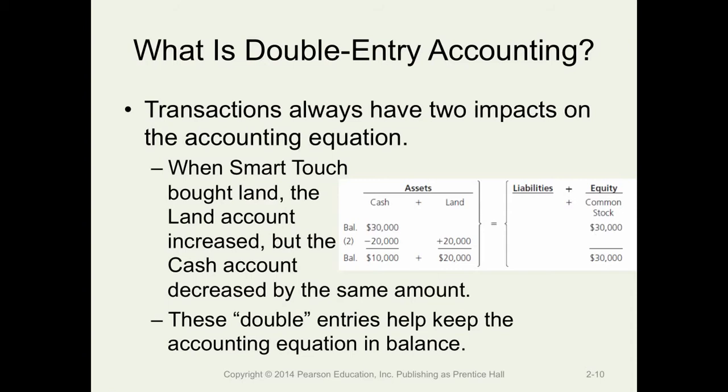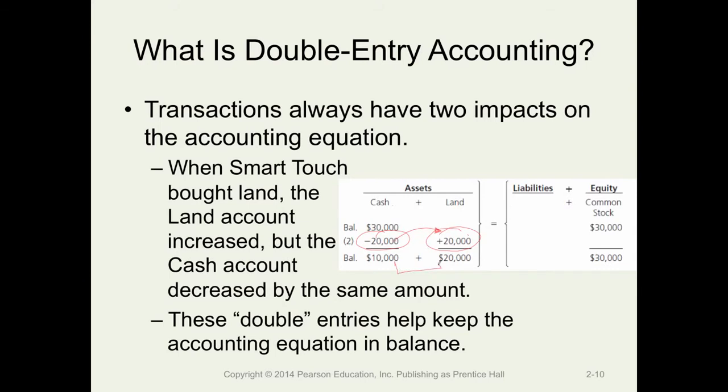Transactions, as we said when we covered the accounting equation, will always have two impacts. There could be more, but at a minimum, they must have at least two impacts on the accounting equation. So we know from our prior illustrations that when Smart Touch purchased land, the land account increased, but cash decreased by the same amount. As we said at that time, we changed the composition of the assets, but not the total. We converted a non-productive asset, cash, into an operating or productive asset, land.